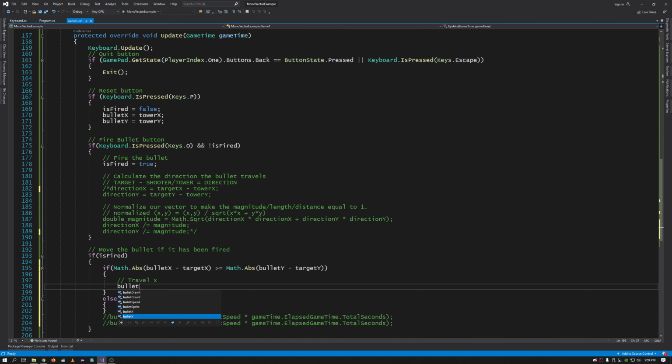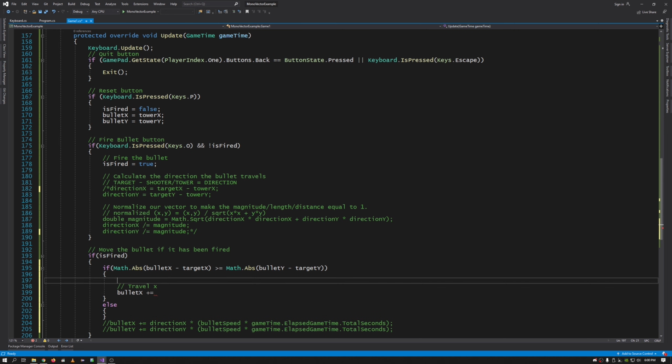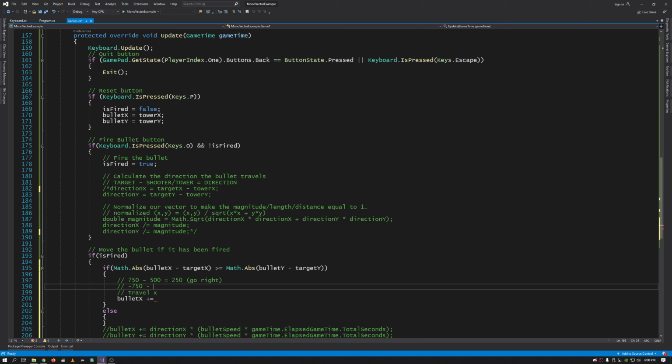So we'll say bullet x plus equals, which way to go? That's a good point. If it's less than me, I'd go left. If it's greater than me, I'd go right. So I've got to think about it. 500, 250, all right. Negative 750 minus 500 equals some horrible negative number to the left. Or which value is greater? There we go. That's what you should do.